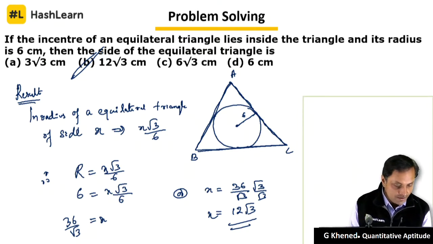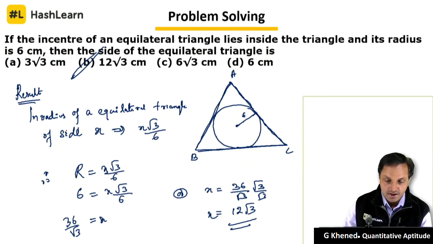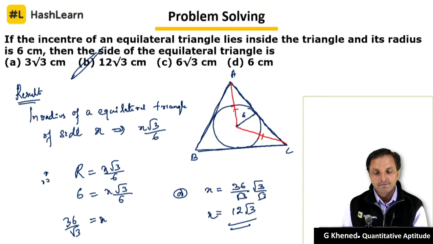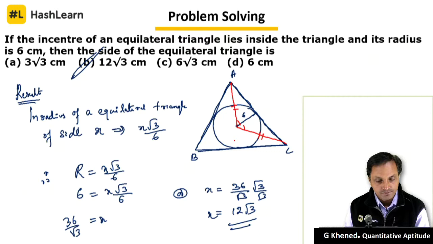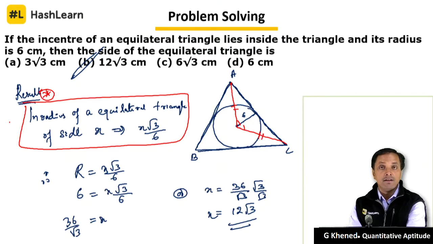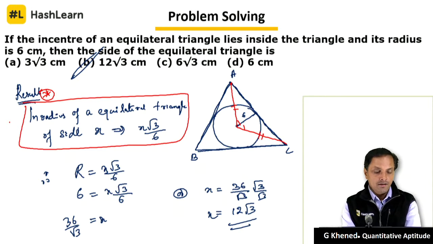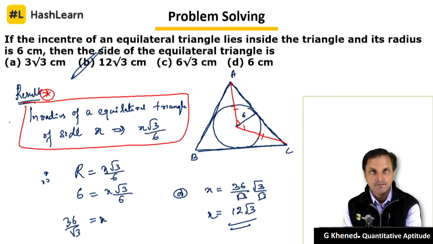So please make a note of this result, which is a very important result that you can easily get by just constructing a triangle. These two will become isosceles triangle. This angle will be same as this angle, which you can find. This is the very important result which you can remember. Inradius of an equilateral triangle of side x is always x into root 3 times by 6.